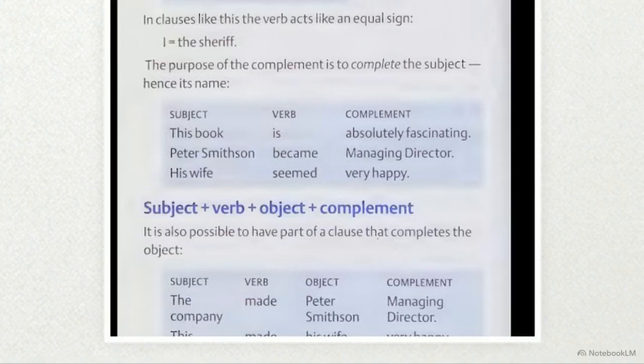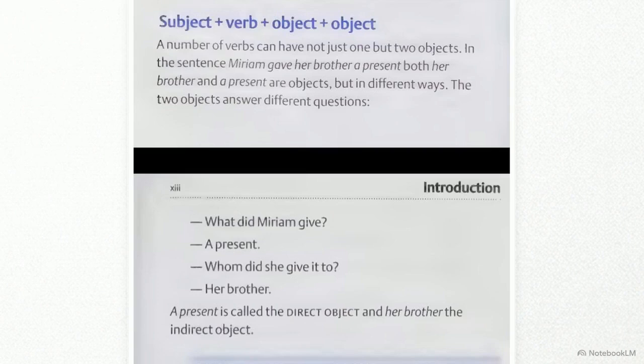This logic also applies to objects. In the bottom section, "The company made Peter Smithson managing director." The word director doesn't describe the company. It completes the description of the object, Peter Smithson. This page introduces verbs involving two different objects. In "Miriam gave her brother a present," both brother and present are objects functioning differently.